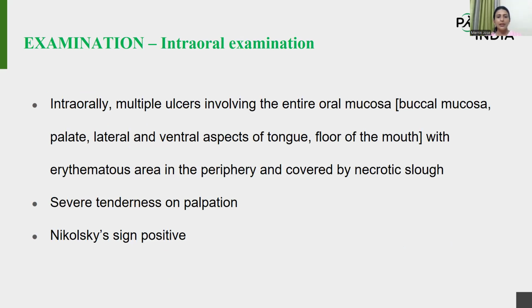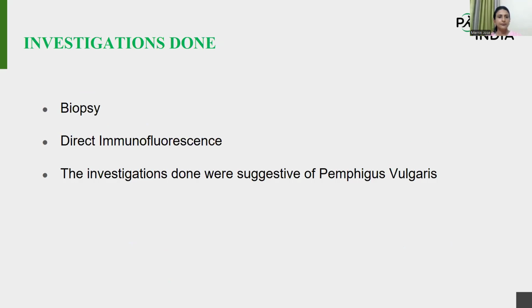Intraorally, multiple ulcers were there involving the entire oral mucosa, which included buccal mucosa, palate, lateral and ventral aspects of the tongue, and floor of the mouth, with an erythematous area in the periphery, and which were all covered by necrotic slough. There was severe tenderness on palpation, and Nikolsky's sign was found to be positive on clinical examination. Investigations were done, which included biopsy and direct immunofluorescence, which were all suggestive of pemphigus vulgaris.